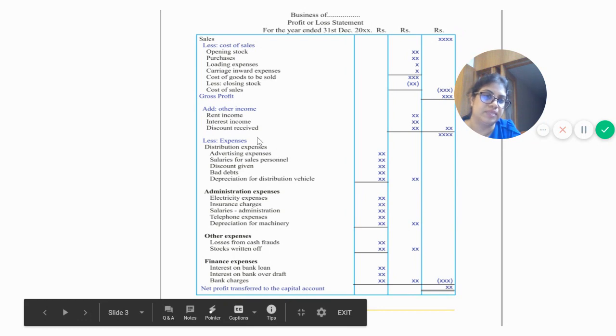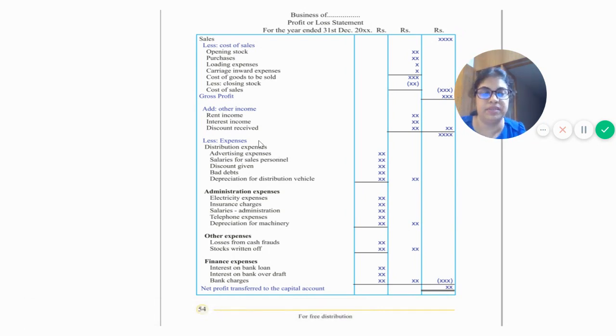At the exams, they are expecting you to have a proper understanding about the different types of expenses, about this categorization. And under each heading, you have to list out your expenses under the correct heading. So under distribution here, they have given advertising expenses, salaries for sales personnel. That means for the employees who are assisting with selling the stock.